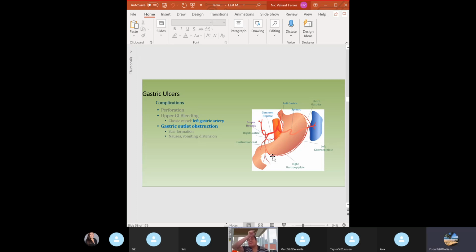Oh, I never heard Treitz before. Remember the duodenum, right? So you have the ligament of Treitz. The duodenum goes up, and this ligament holds it. It attaches to the abdominal wall. It holds it up. Okay, this is very, very important.